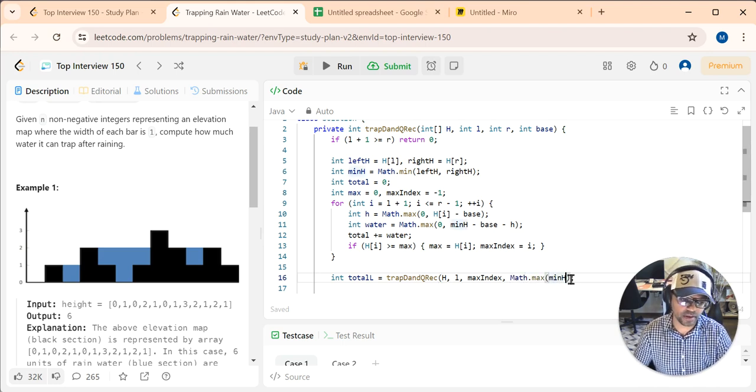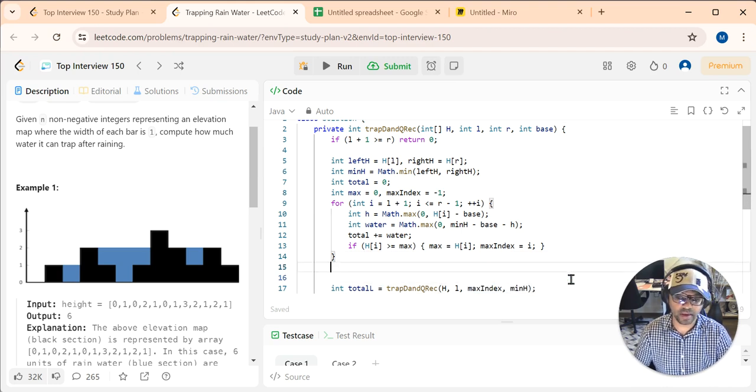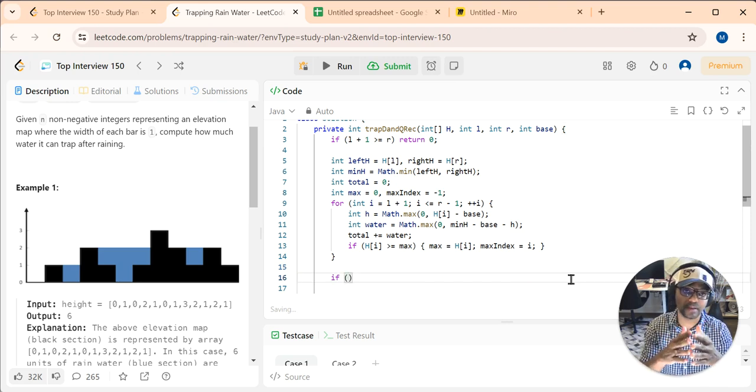But there is one way to avoid that, and that is we basically say that, hey, if the max in the middle, the new max we found, is less or equal to min height, then don't even call recursively, just return total.